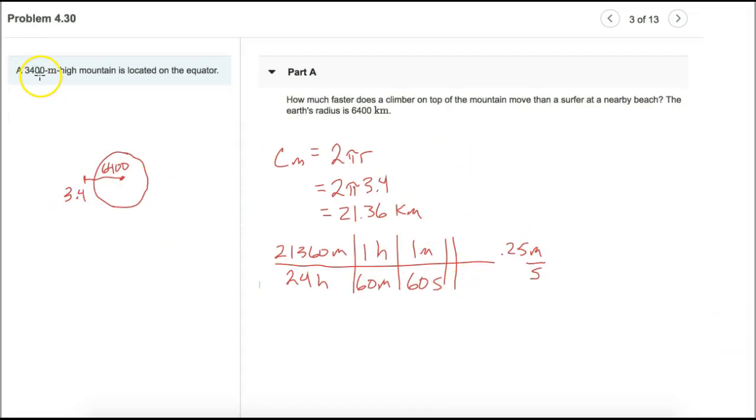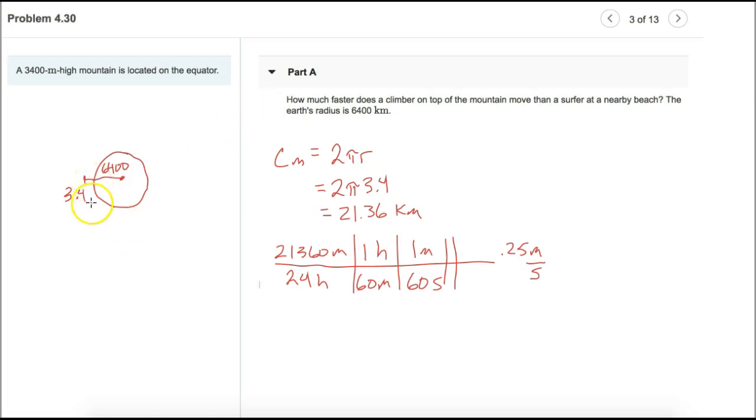I've got a 3,400 meter high mountain. It's located on the equator. So here's the mountain. This is not drawn to scale. The radius of the Earth is about 6,400 kilometers, so I've got both of these numbers in kilometers. If the mountain goes around one time, it would do like that. And so we could say that we want to find the circumference that it is making, based on knowing that the Earth's surface is at 6,400.